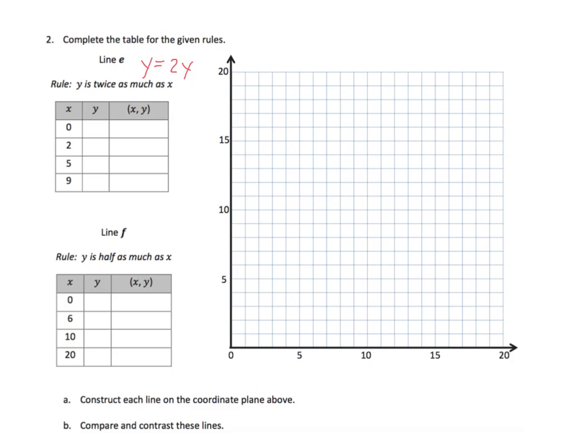And now I'm going to record my values. X times 2: 2 times 0 is 0. 2 times 2 is 4. 2 times 5 is 10, and 2 times 9 is 18. We'll make the ordered pairs, and then we'll plot them on our graph.